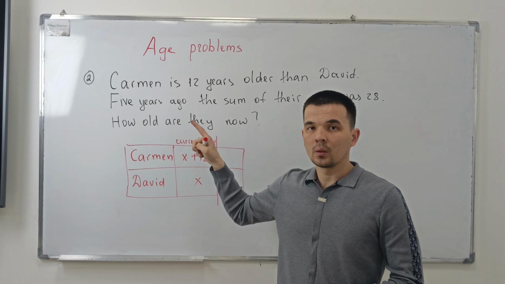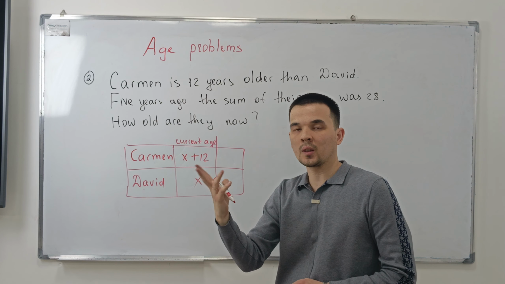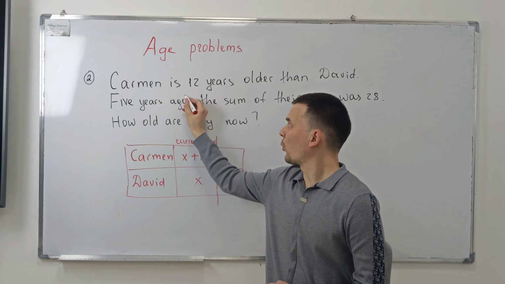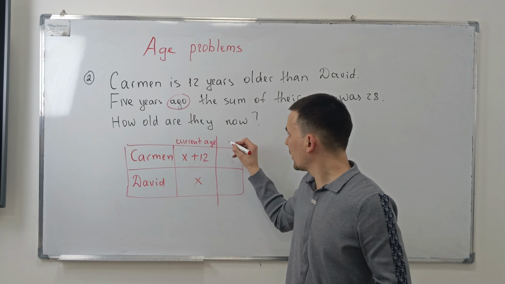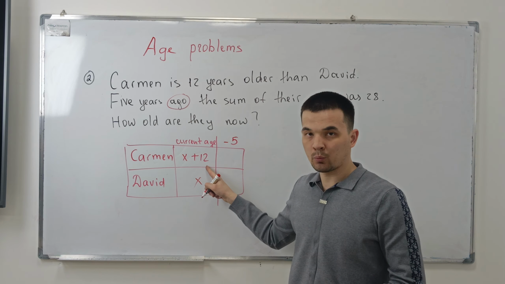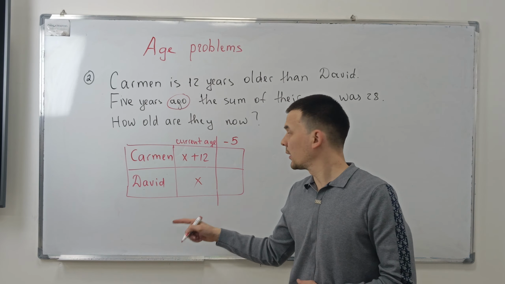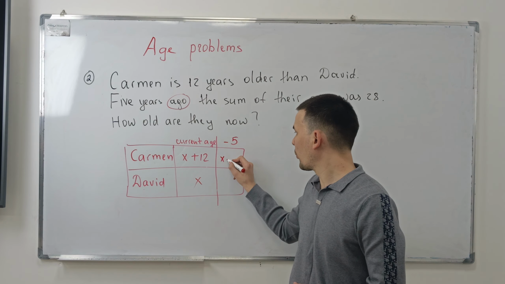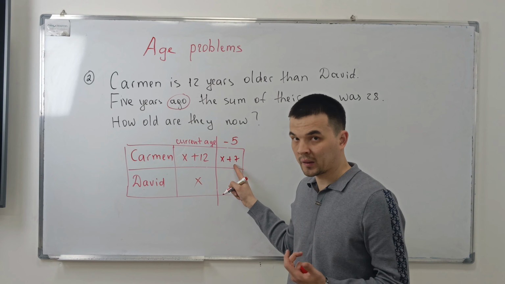5 years ago. Be careful. When you see "in 2 years," "in 5 years," it means in the future. However, when you see the word "ago," it means in the past. So we have to put minus 5 here. Minus 5 should be subtracted from Carmen, minus 5 should be subtracted from David as well. So our answer will be 7, because plus 12 minus 5 gives us 7, of course.